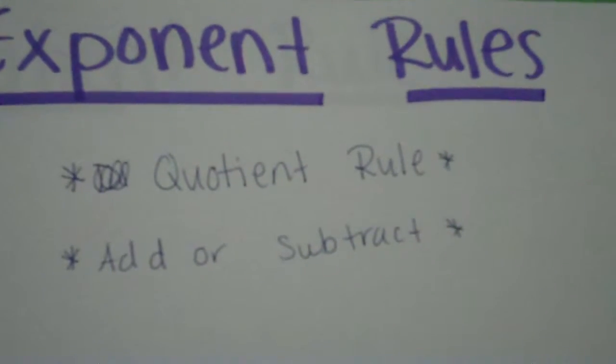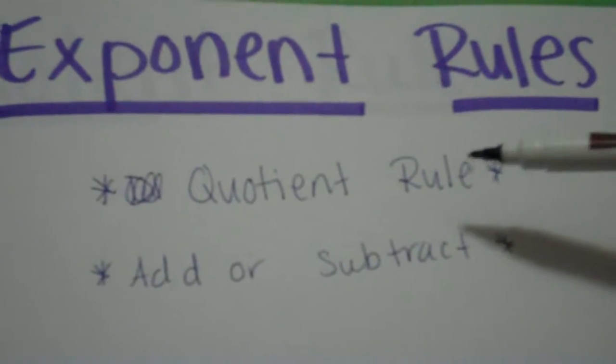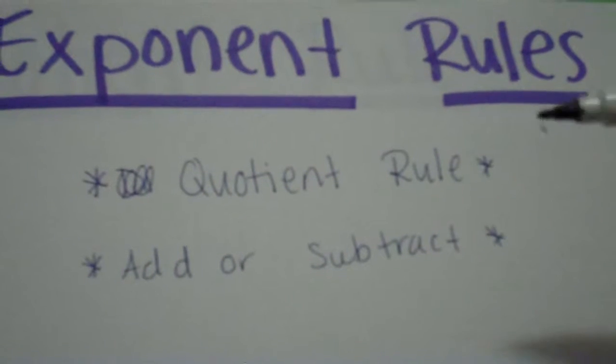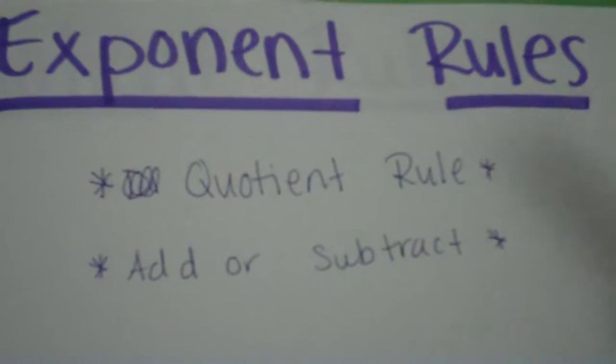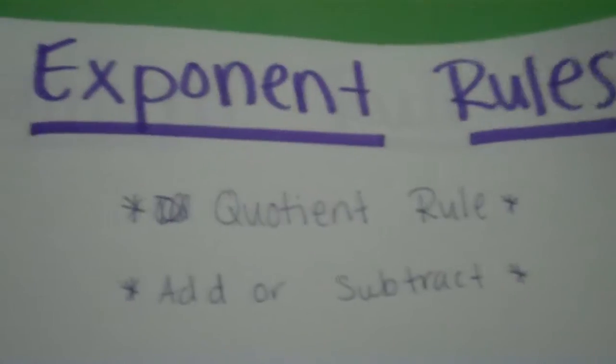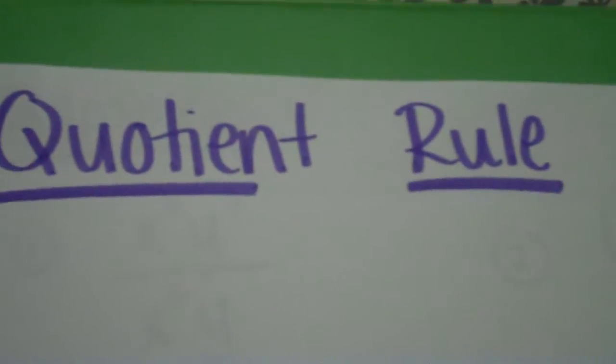Alright guys, we're doing exponent rules again, but this time we're doing quotient rule, and we're also doing add or subtract rule. Okay, so quotient rule and adding or subtracting. So, these are the two different rules we're going over. The first one we're going to talk about is quotient rule.